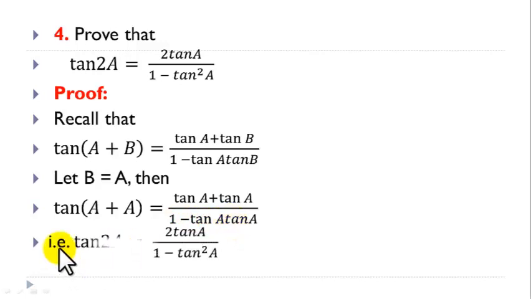That is, tan 2a is equal to tan a plus tan a is 2 tan a, tan a times tan a is tan squared a. So therefore, tan 2a is equal to 2 tan a all over 1 minus tan squared a.